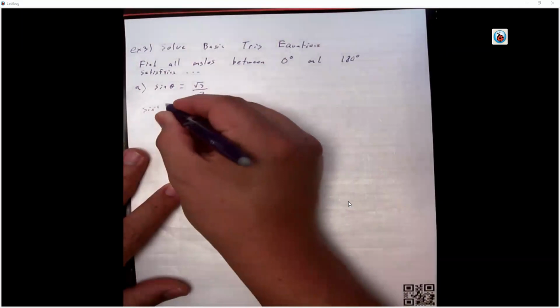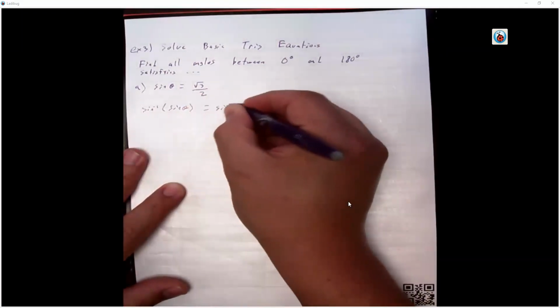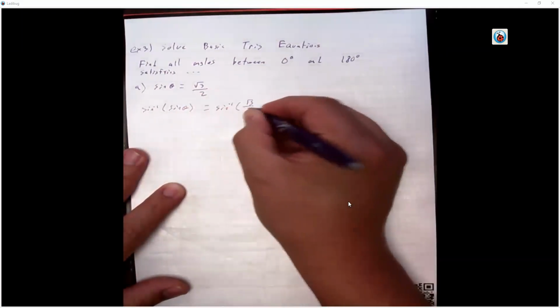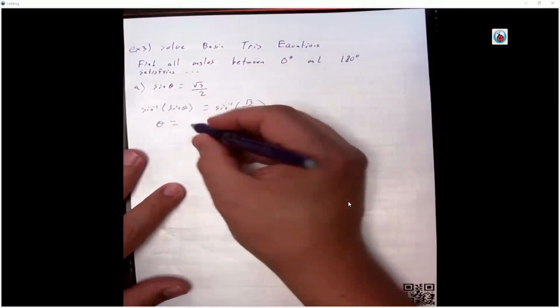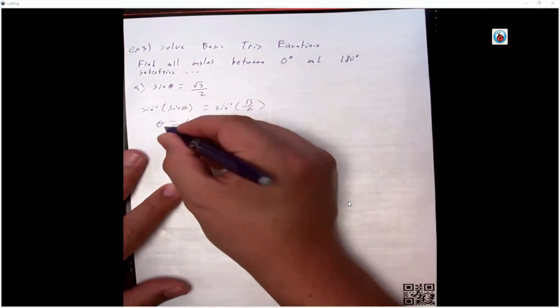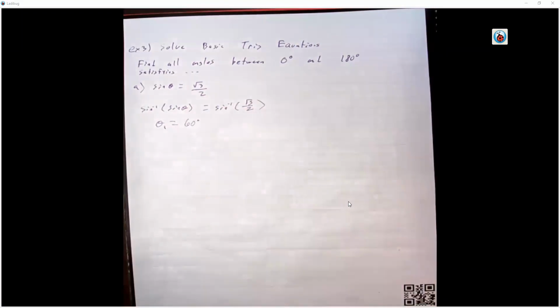Sine inverse of both sides. Let's keep it in degrees so you can see it right away. Theta will equal, you said it's 60, right? The calculator should give you 60. Remember the inverse functions can only spit out a value between the right half of the circle, positive to negative. So it can only give me this one. It cannot give me the 120.